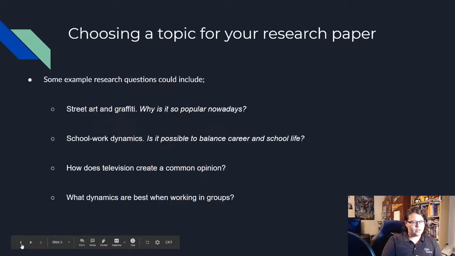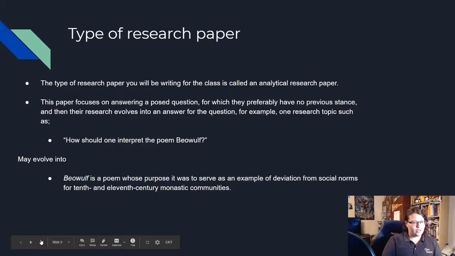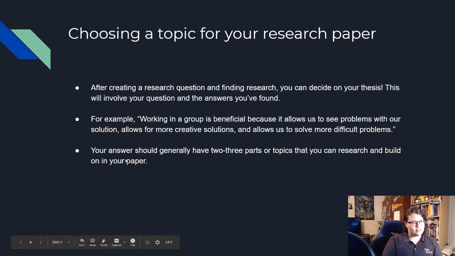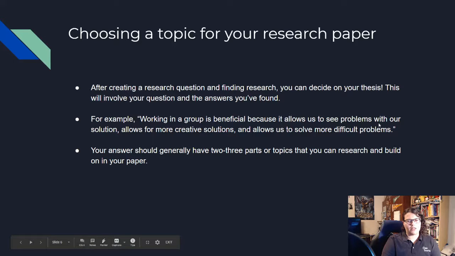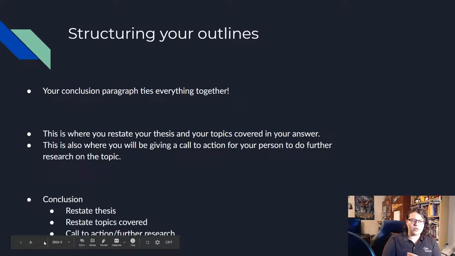So, I need your research question, which in this instance, for the example that we've been working with, would be: how is working in a group beneficial? Your thesis would be: working in a group is beneficial because it allows us to see problems in our solution, allows for more creative solutions, and allows us to solve more difficult problems. And then I also need your outline where you kind of show, okay, this is what I'm going to be talking about with my paper, and here's the reasons why these are solutions to my research question.